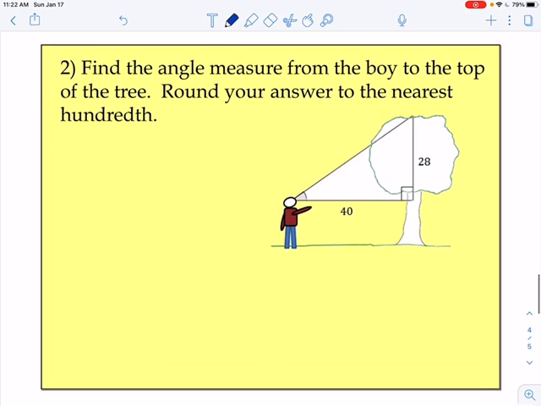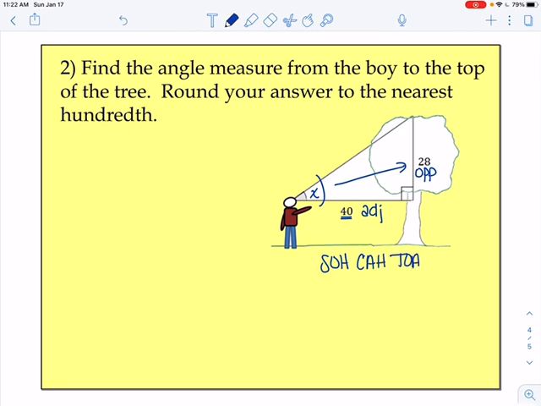Okay, so again, not only can I use this in just a regular old picture that isn't a real world example, we can apply this to the real world here. Okay, so it says find the angle measure from the buoy to the top of the tree, round your answer to the nearest hundredth. So again, I'm looking for that angle right there. So again, with relation to x, that 28 is the side directly opposite, and the 40 is the side directly adjacent.